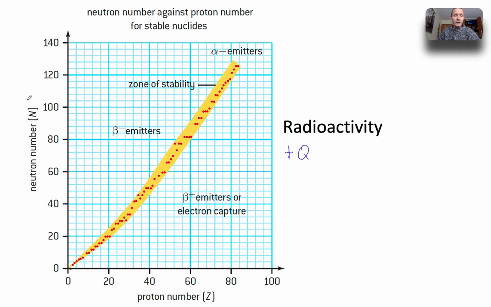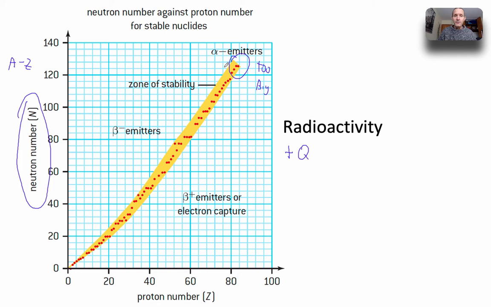These are all the nuclei. This is how many neutrons there are, so this would be A minus Z. And then this is the proton number, which is Z, A being the total number of nucleons. So if you look at this graph, these things are just too big to be stable.